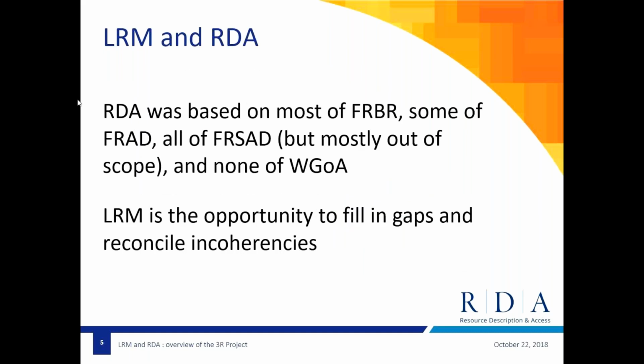What this means to RDA is highly significant. RDA was originally based on FRBR, most of FRBR, except for the Group 3, the so-called Group 3 entities. RDA also used a small part of FRAD, but by no means all of it. And we used all of FRSAD, but that's because FRSAD is a particularly elegant, simple model. Most of the subject description part of cataloging is out of scope for RDA. RDA does not cover subject analysis and description.